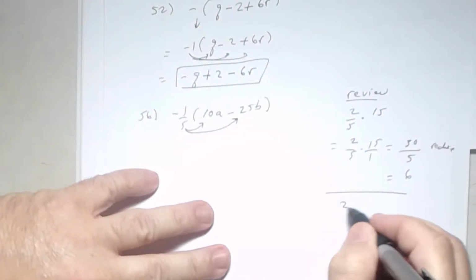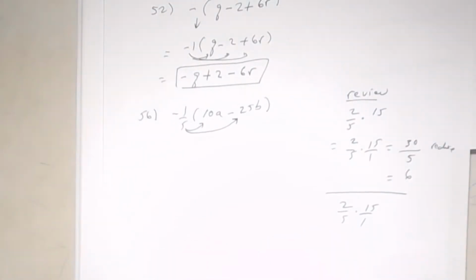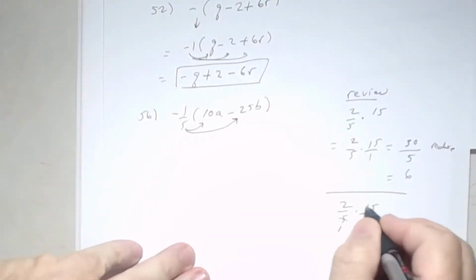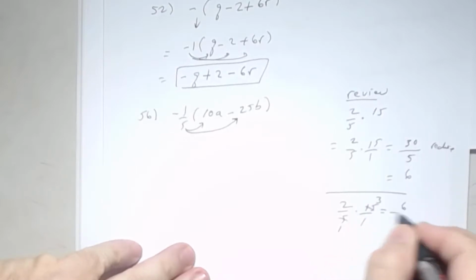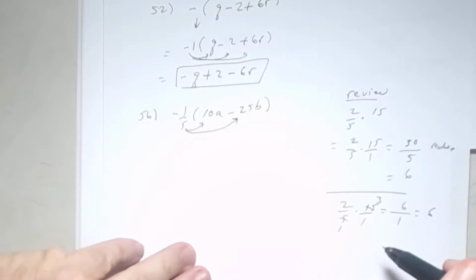Or you could have done this. This is 15 over 1. Or you could have done what first? Reduce first. 5 into 5 is 1. 5 into 15 is 3. And then multiply. 2 times 3 is 6. 1 times 1 is 1. And you get 6. All right, so that's review from a previous course.